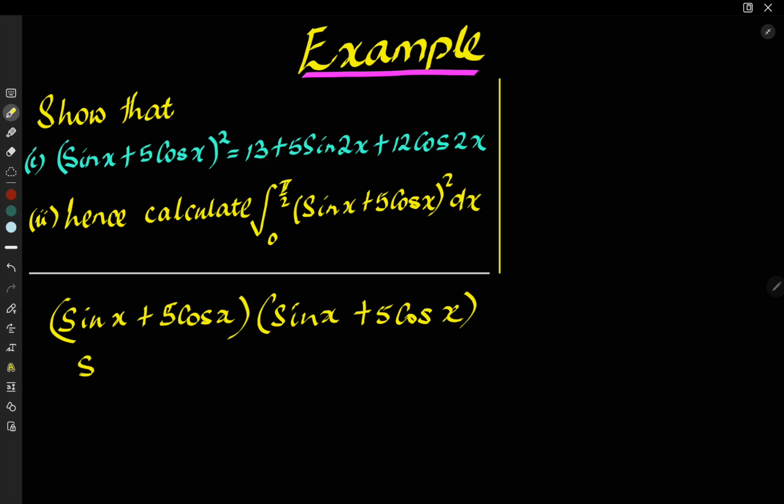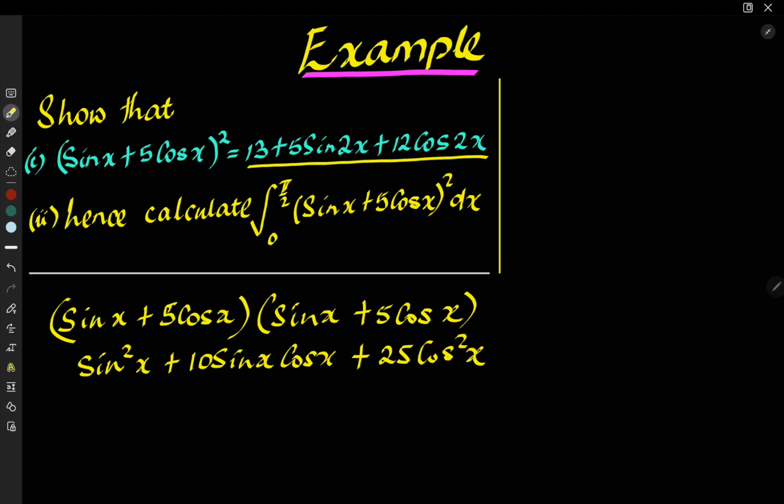So we get sin squared x, then this times that, times a 2, that will be plus 10 sin x cos x, then plus 25 cos squared x. Before you change anything, always look at your final answer, where you want to go. Always look at the final destination. You want to get sin 2x, and we can get that here, but the final answer should have a cos 2x. So we need to convert the sin squared right away, because the final answer does not have a sin squared.